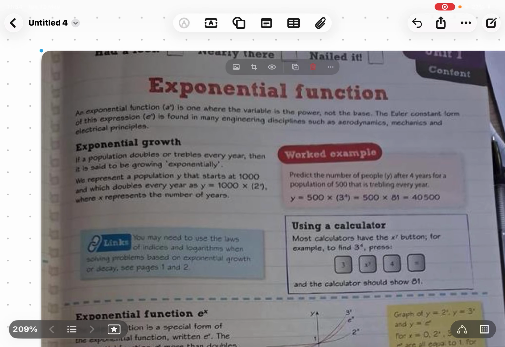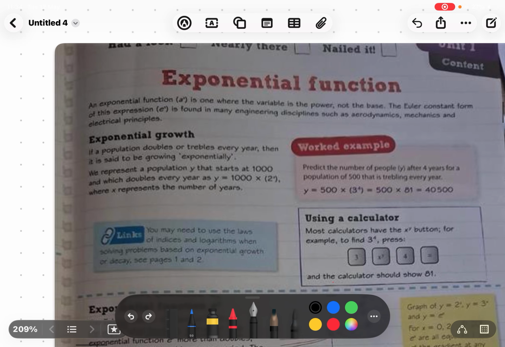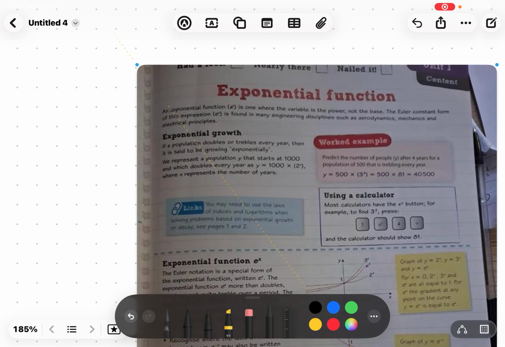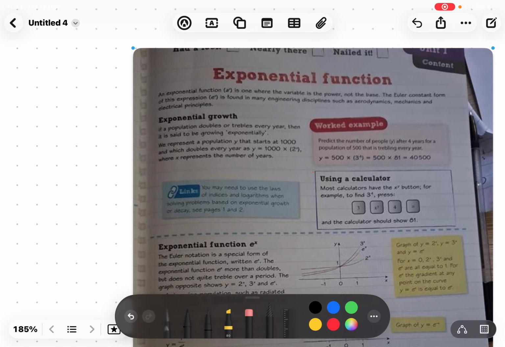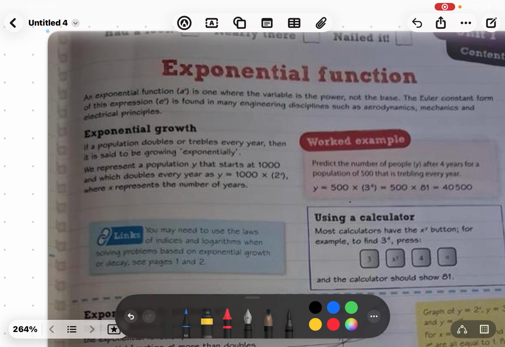Okay, let's go. Now let's talk about the exponential function. An exponential function is basically a to the power of x. How can I make this better quality though? Can I make it smaller? I don't think that helps much. Well, sorry. The exponential function is basically a to the power of x.